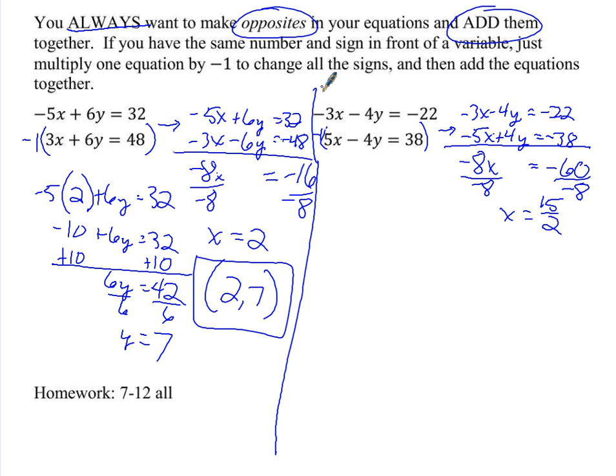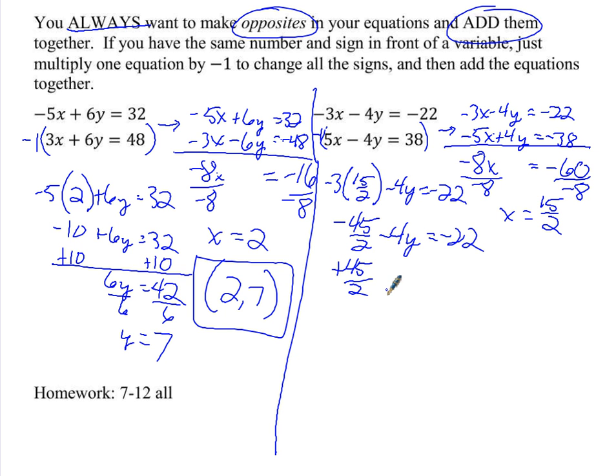The top one, okay. So we're going to have negative 3 times 15 halves minus 4y equals negative 22. All right, so what is this becoming? Negative 45 halves minus 4y equals negative 22. Now what? This is a negative 45 halves, so we're actually going to add 45 halves to both sides.